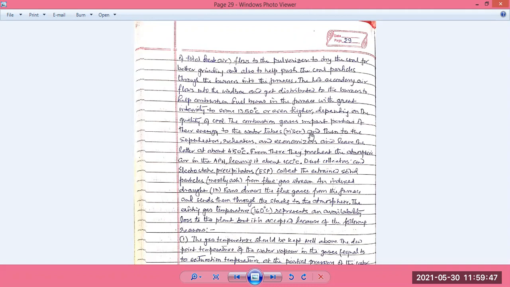Then the fumes go up and go to the superheaters, then to the reheaters, and then to the economizer, and then come back at the economizer.